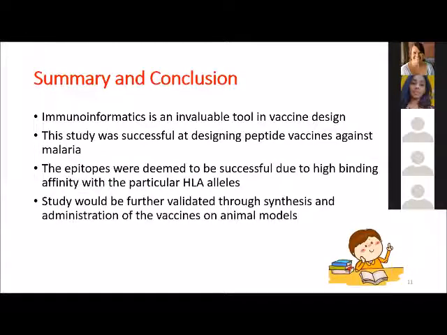So in conclusion, we can see that immunoinformatics is a very valuable tool in vaccine design, and the study successfully designed a peptide vaccine. The epitopes were successful due to a high binding affinity, but this is just the beginning of a long study. The study needs to be further validated through synthesis and administration of the vaccines.